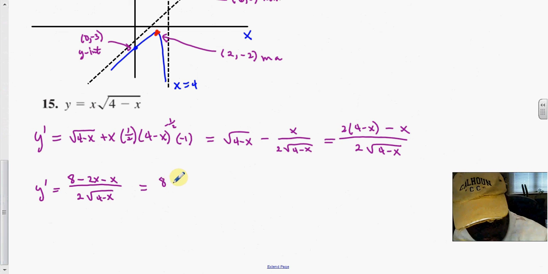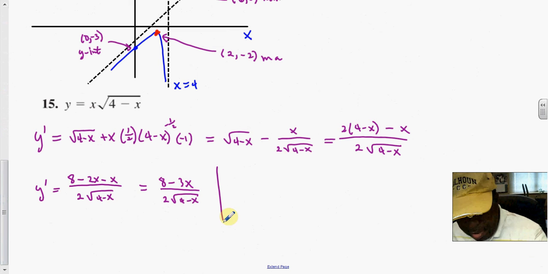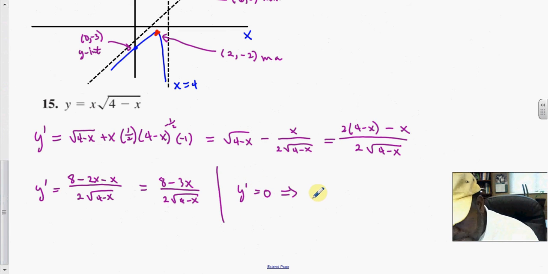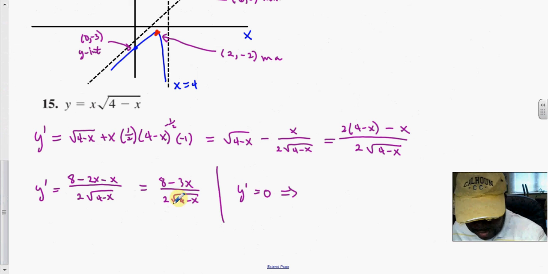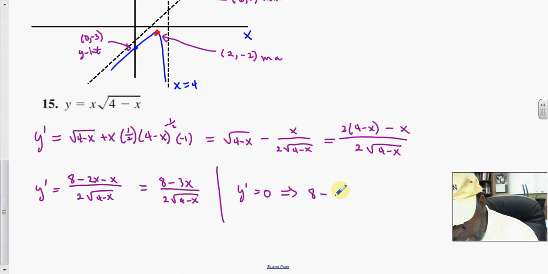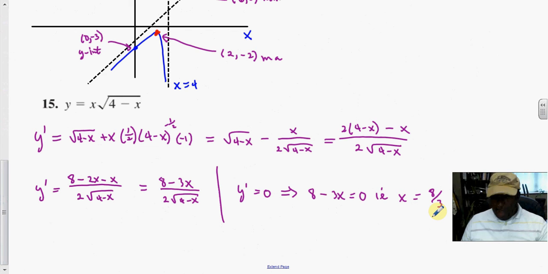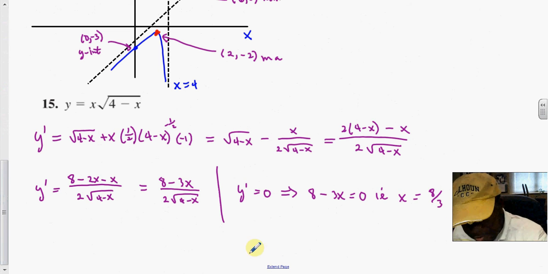So this is (8 minus 3x) all over 2 times the square root of 4 minus x. If you set y prime equal to 0, this implies that (8 minus 3x) divided by this guy is equal to 0, and that ultimately gives you 8 minus 3x is equal to 0. That is, x is equal to 8 over 3. So we partition the number line with this 8 over 3, and we test the sign for y prime.